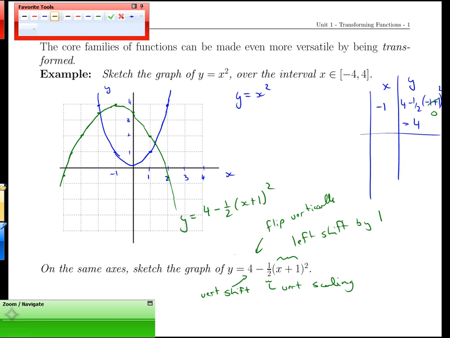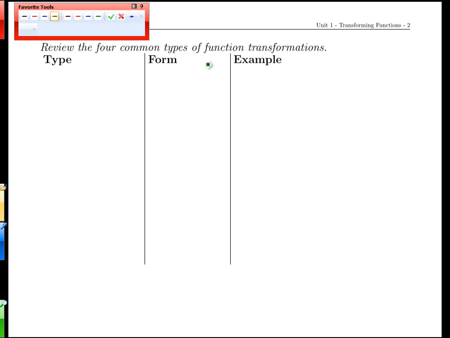Just as a brief reminder, let's take a look at the 4 common types of transformations and how they're represented both mathematically and the kind of transformation we would see in the graph as a result. So one of the transformations, of course, is a horizontal shift, and that would be something you'd see if you started off with the graph of f of x, and then turned it into f of x plus a or f of x minus a.